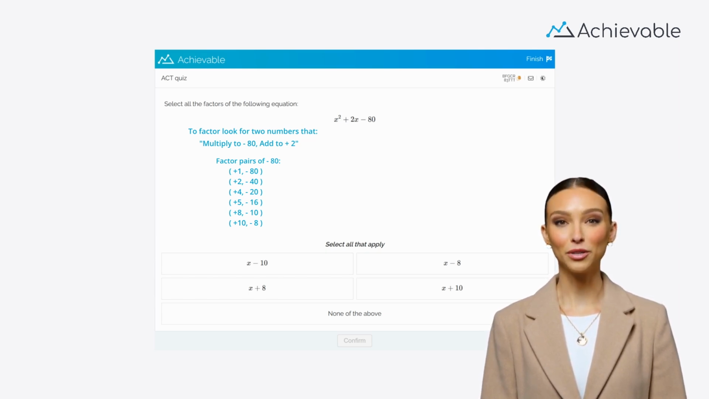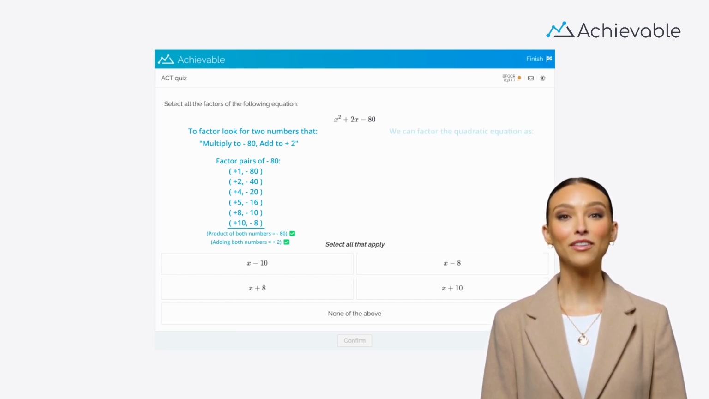The answer choices include 8s and 10s, so let's start there. 10 times negative 8 equals negative 80. 10 plus negative 8 equals 2. So we can factor the quadratic as x plus 10 and x minus 8.